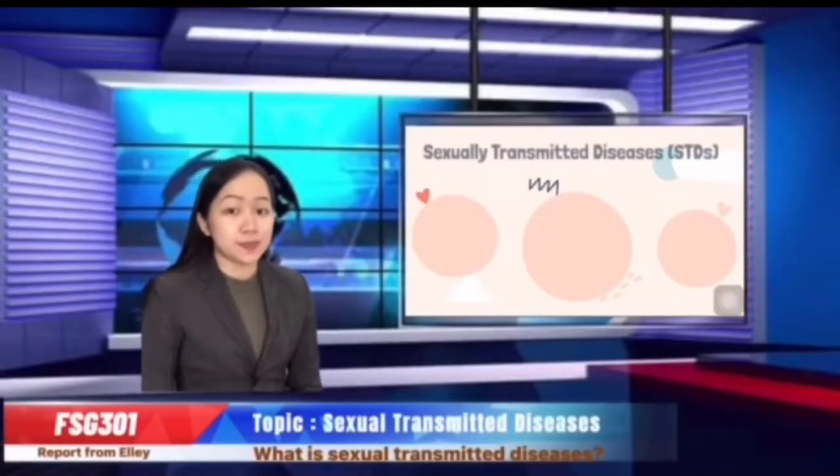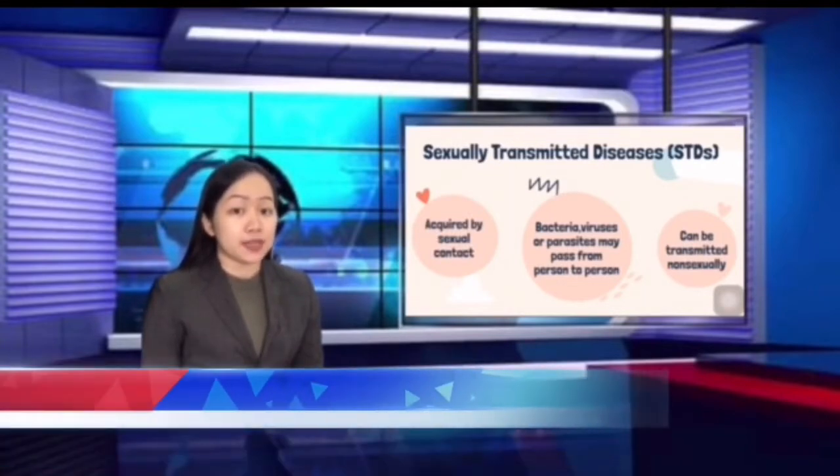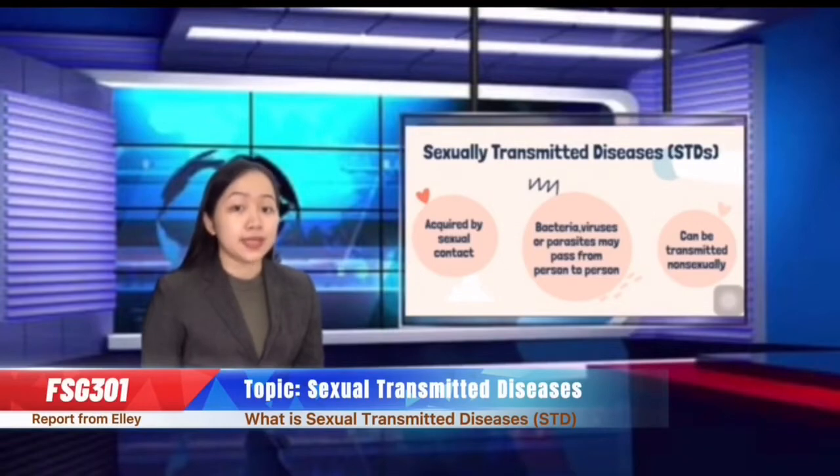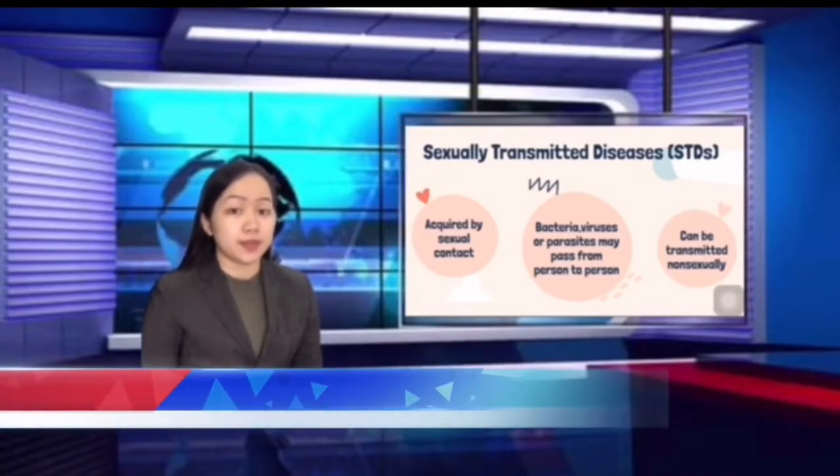STD is sexually transmitted diseases, also known as sexually transmitted infections. It is generally acquired by sexual contact. The bacteria, viruses, or parasites that cause STD may pass from person to person. A person can contract an STD by having unprotected sex with someone who has the STD, but that doesn't mean sex is the only way STDs are transmitted.